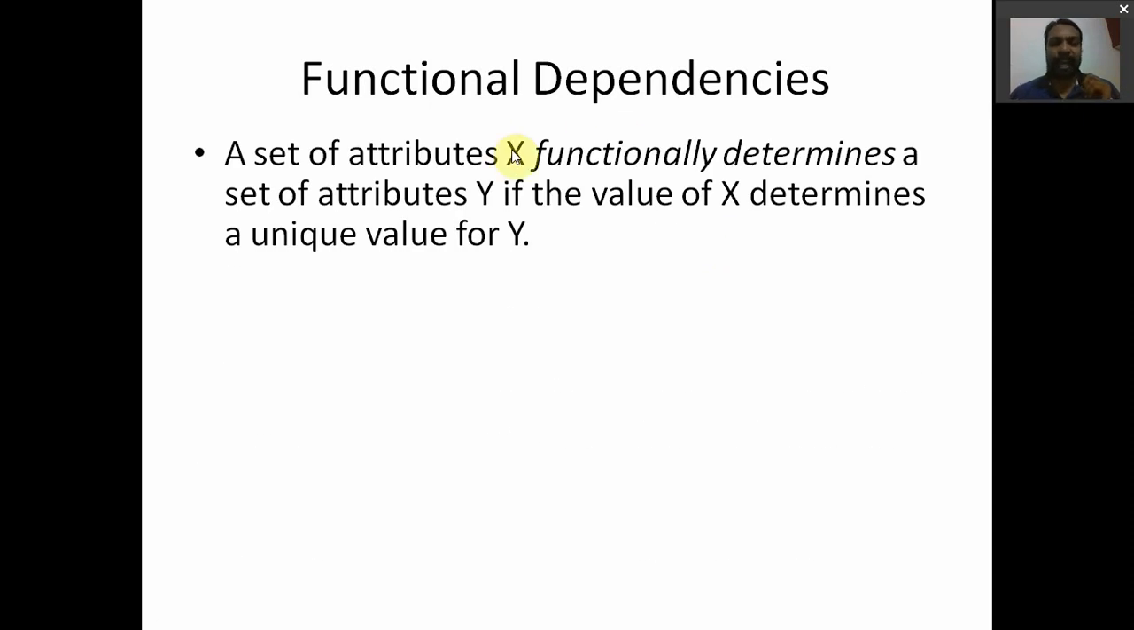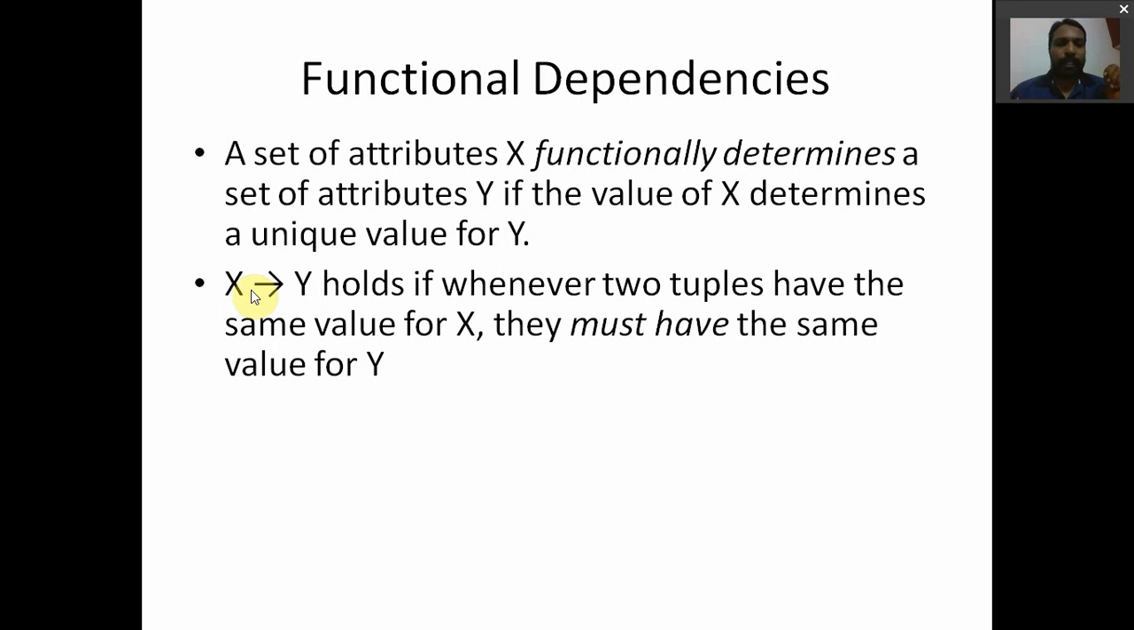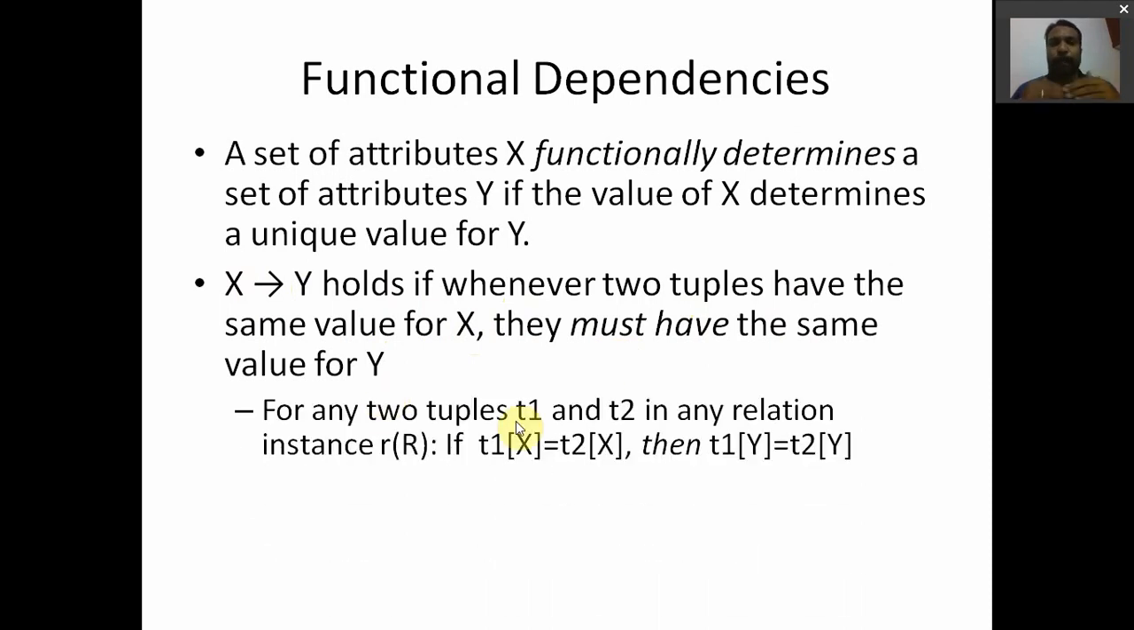A set of attributes X will functionally determine a set of attributes Y if the value of X determines a unique value for Y. It is denoted using X arrow Y. This means Y is functionally dependent on X, or X functionally determines Y. This holds if whenever tuples have the same value for X, they must have the same value for Y. So if there are two tuples T1 and T2, and if the X value of both those tuples is the same, then the Y value will also be the same if X to Y holds. That is, Y is functionally dependent on X or X functionally determines Y.